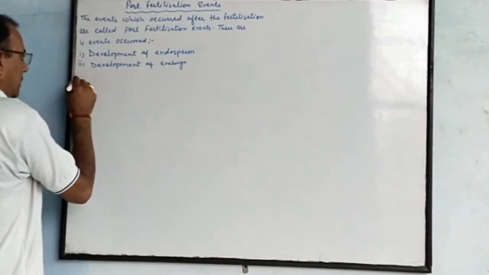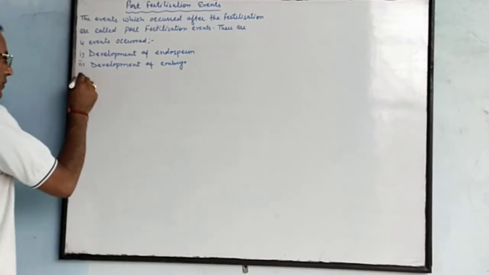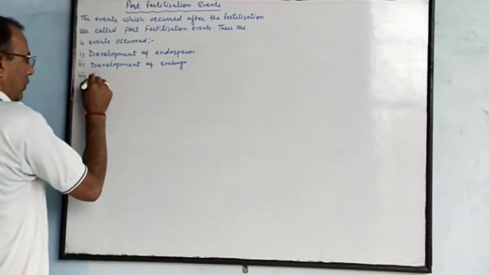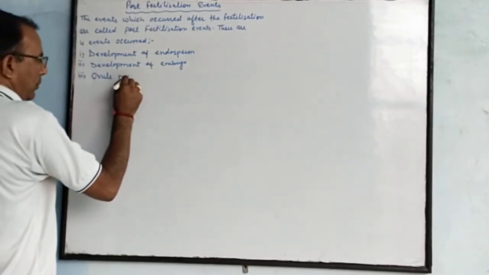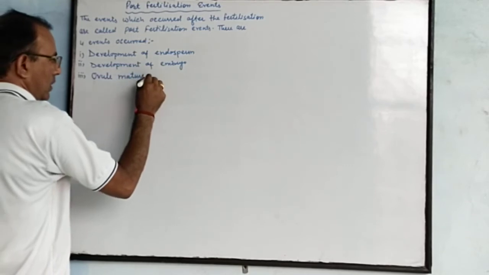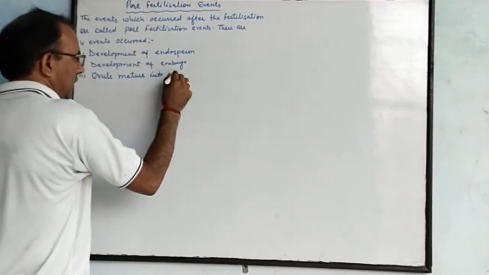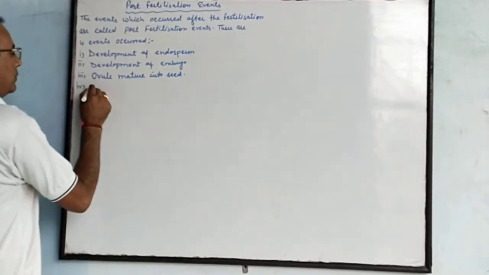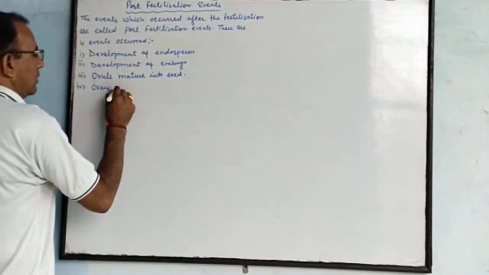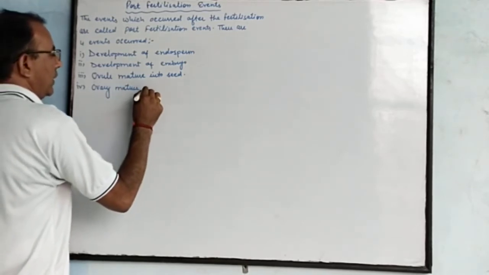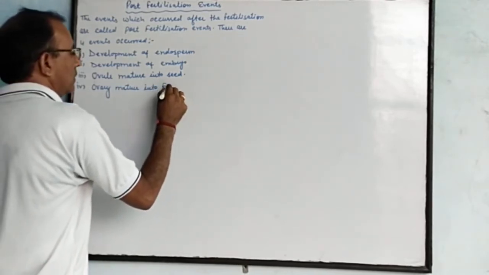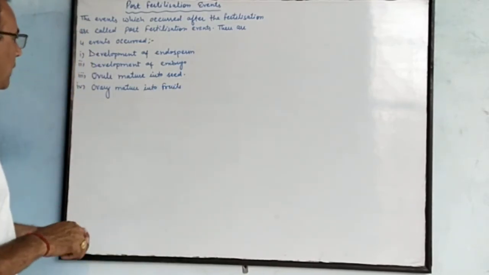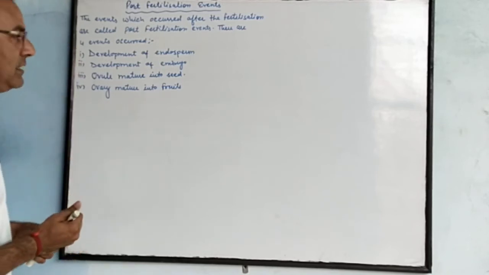Third stage or third event, ovule mature into seed. And fourth one is ovary mature into fruit. These are the 4 events occurred after the fertilization. We will discuss all these events.